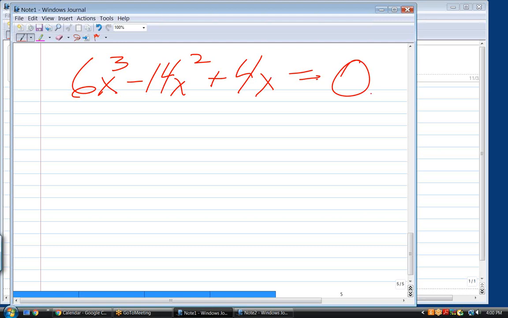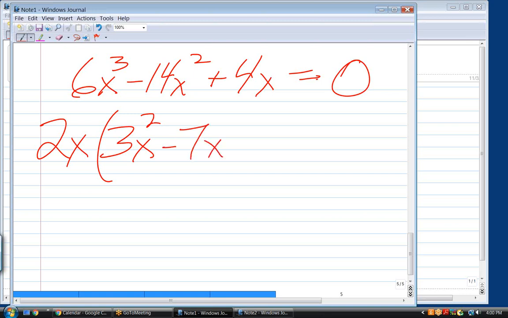If I put a number on the end of this, that's such a hard problem you can't imagine. You think the quadratic formula is tough? Solving cubics is like a nightmare. But as long as there's no constant, I can factor out a greatest common factor. What is the greatest common factor going to be? X. 2x. 2x. Yeah, make it as simple as possible because we still have to factor this quadratic.